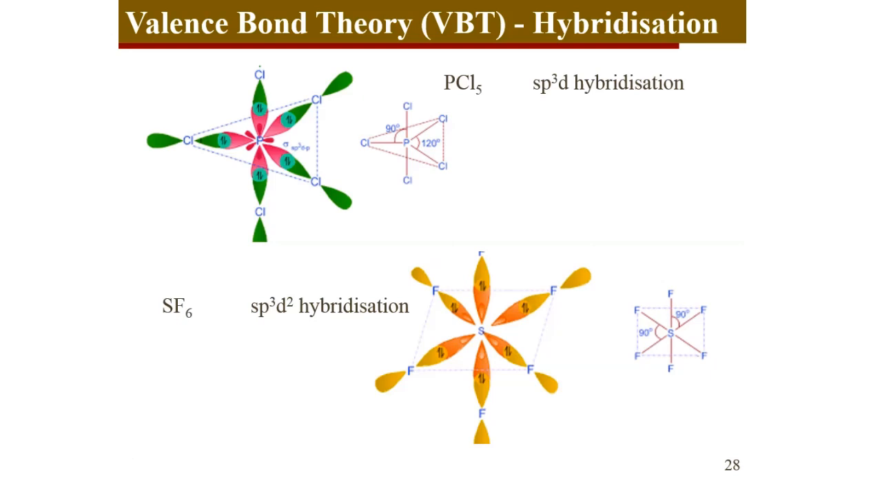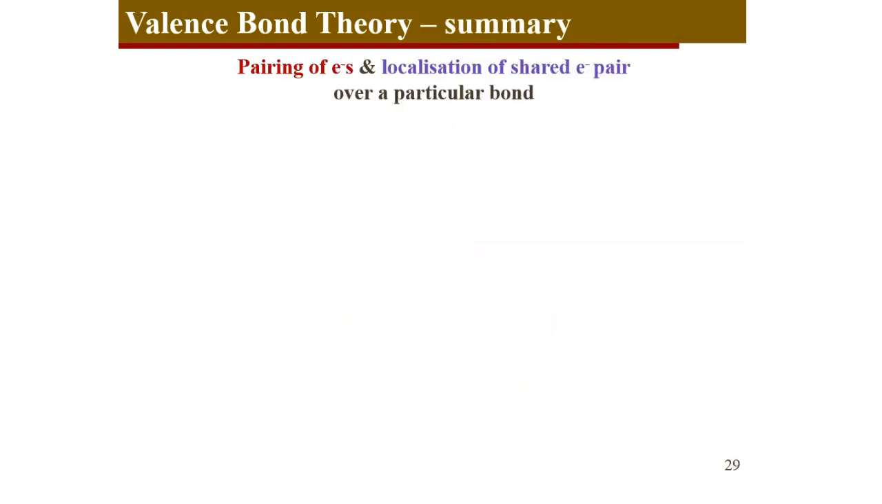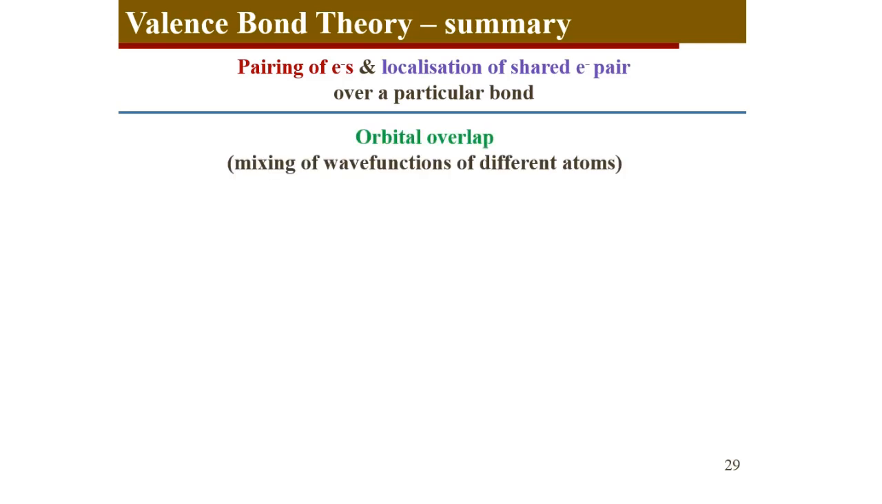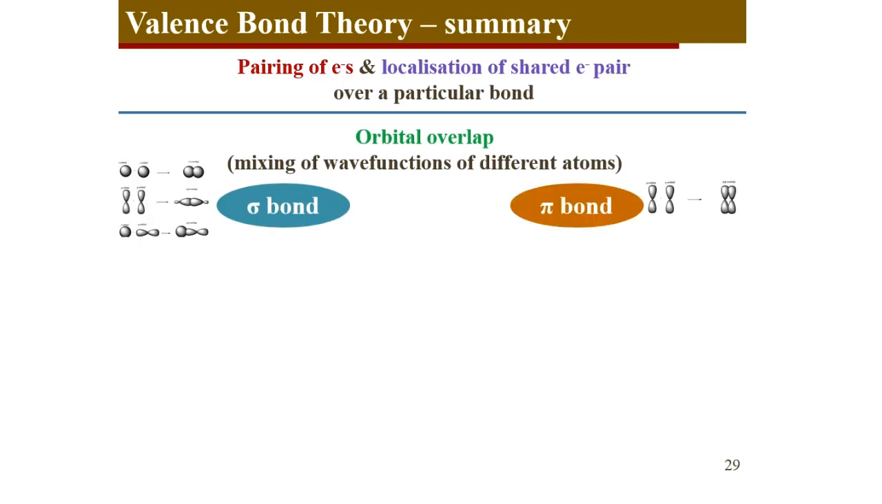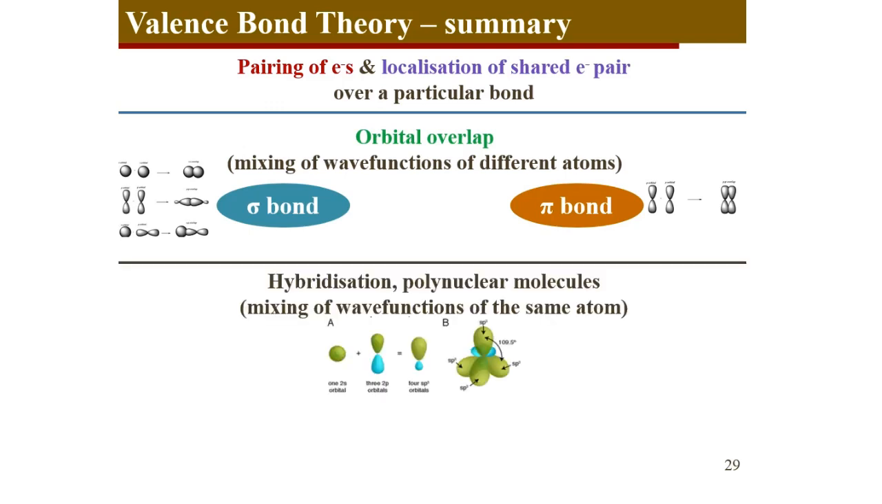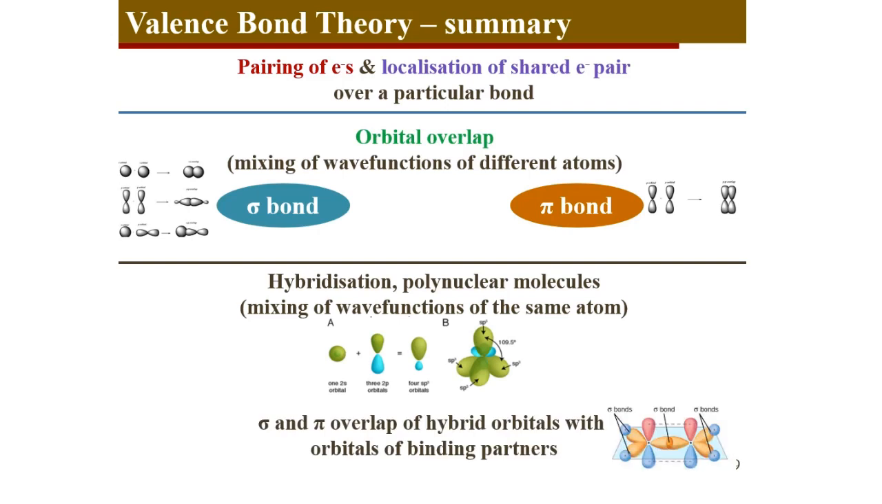That's about the bonding in polynuclear or polyatomic molecules. And now we can summarize the features of the valence bond theory. As I said in the beginning, bonding occurs by pairing of electrons, and the shared electron pairs get delocalized over a particular bond, and this happens by overlapping of orbitals, that is, mixing of wave functions of different atoms in two ways, sigma bond and pi bond, axial overlapping and lateral overlapping. And for polynuclear molecules we have hybridization, a mixing of wave functions of the same atom. The hybrid orbital wave functions overlap with the binding partner orbital wave function to form the particular bonds of the molecule. Those are the salient features, or key points, of the valence bond theory.